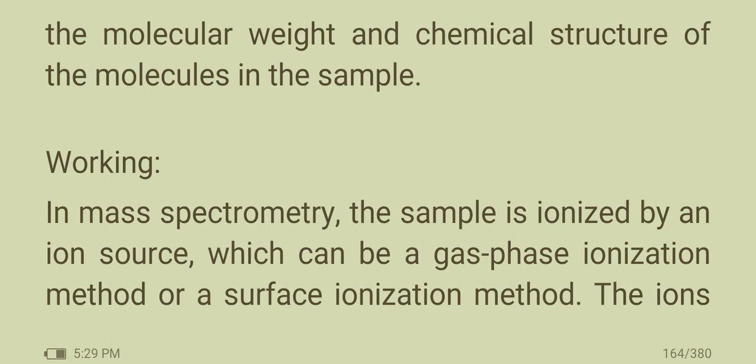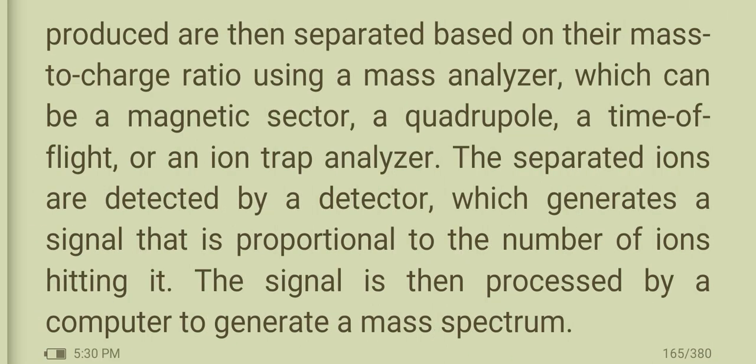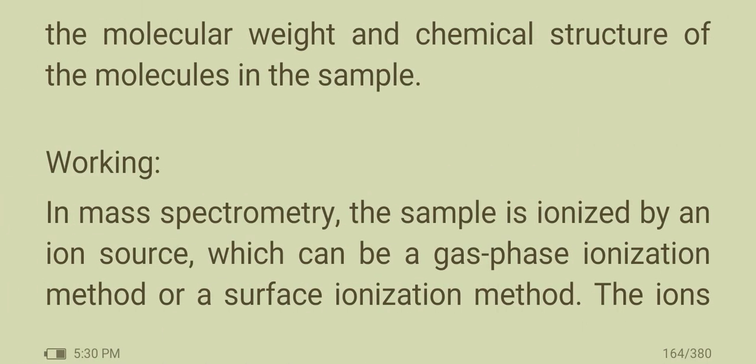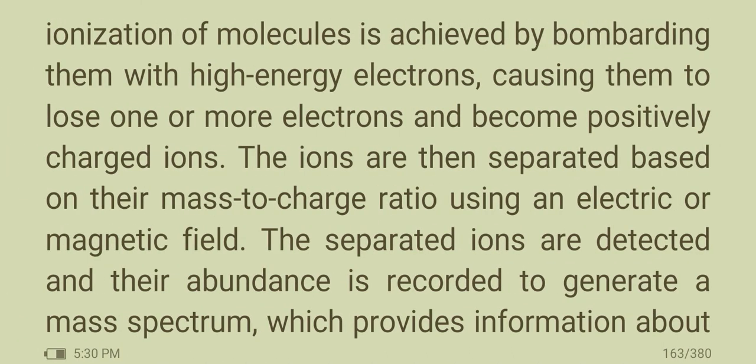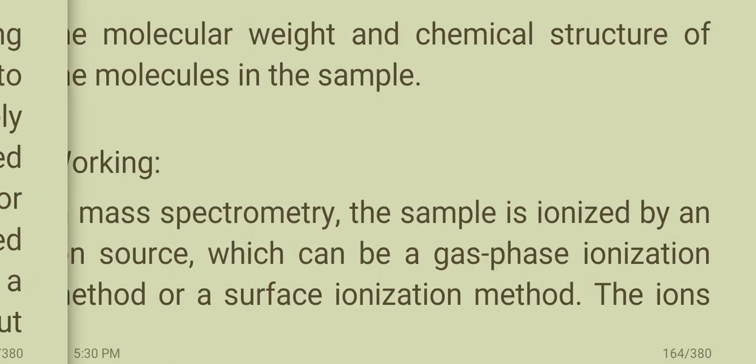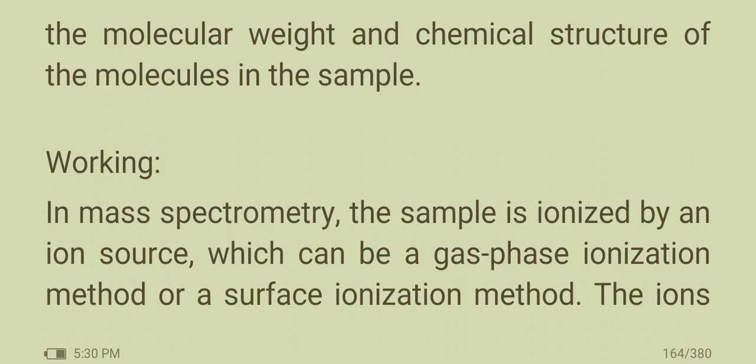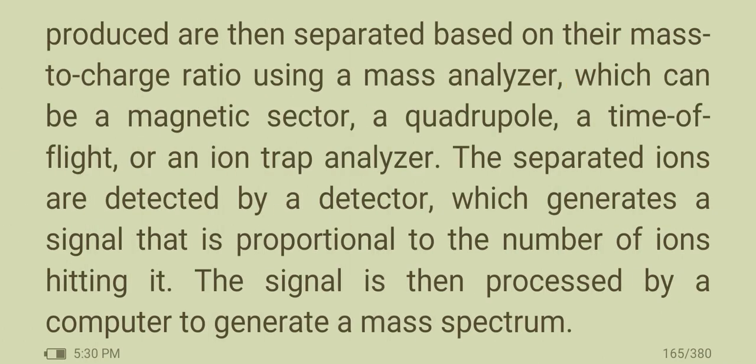In mass spectrometry, the sample is ionized by an ion source, which can be a gas phase ionization method or a surface ionization method, by bombarding with high energy electrons, and the ions produced are then separated based on their mass to charge ratio using a mass analyzer, which can be a magnetic sector, a quadrupole, a time of flight, or an ion trap analyzer.